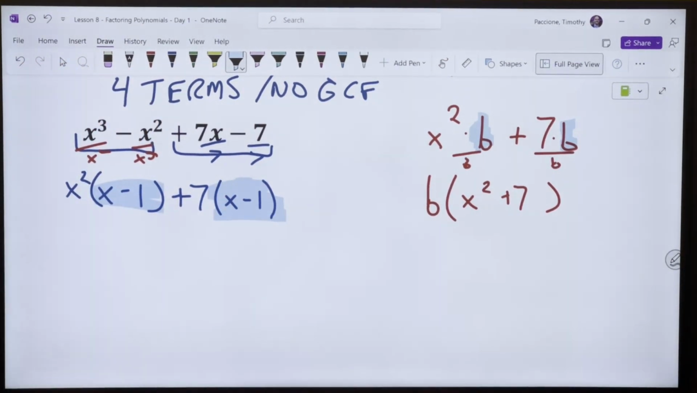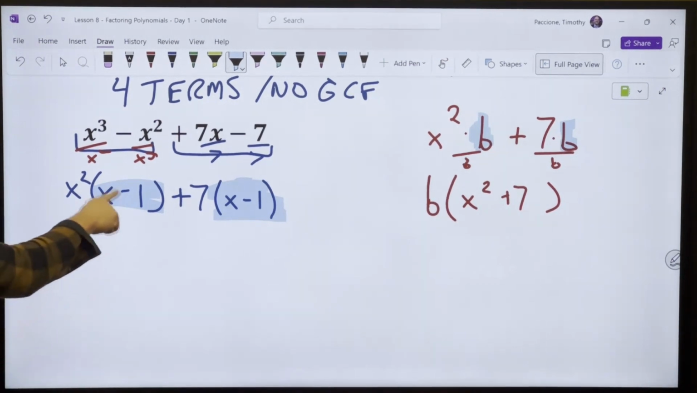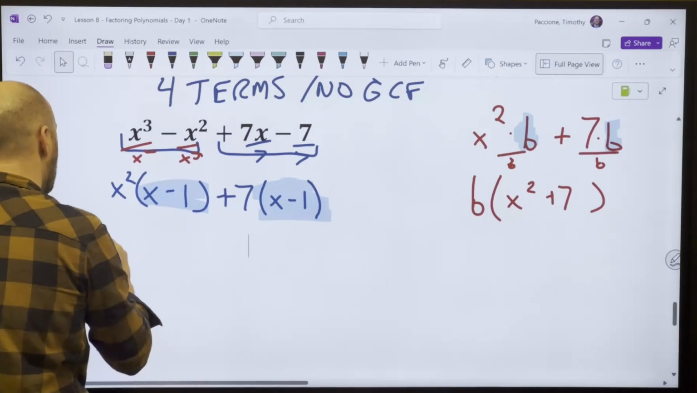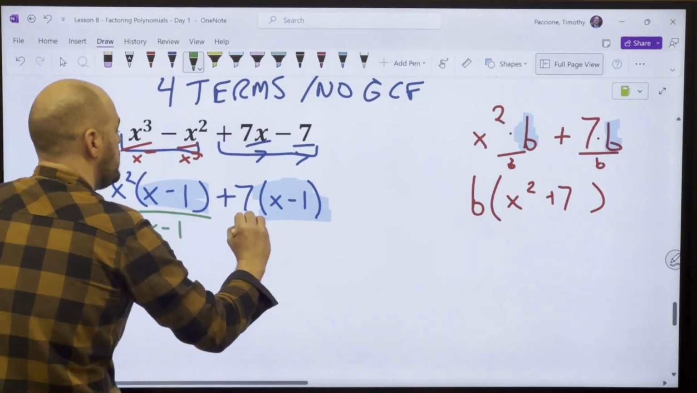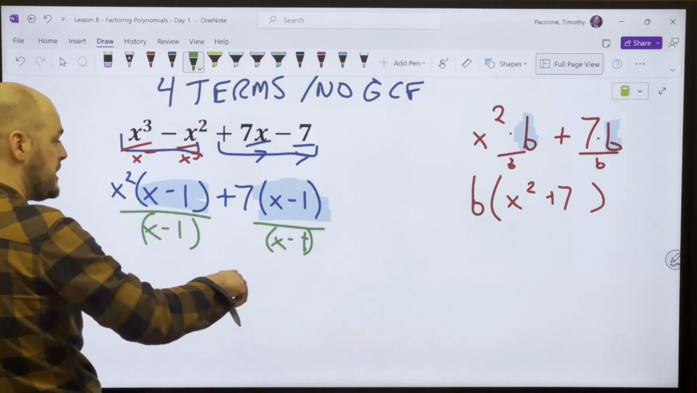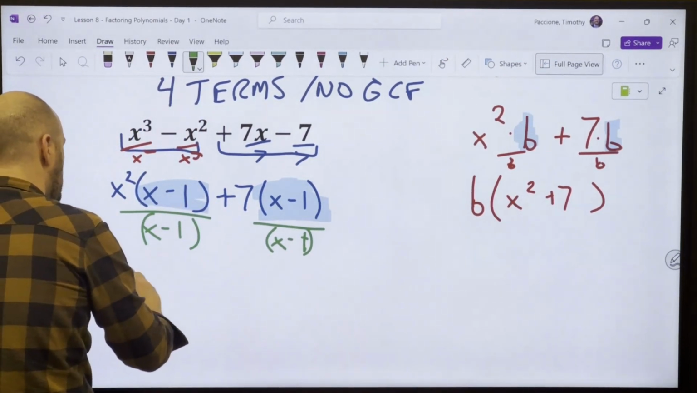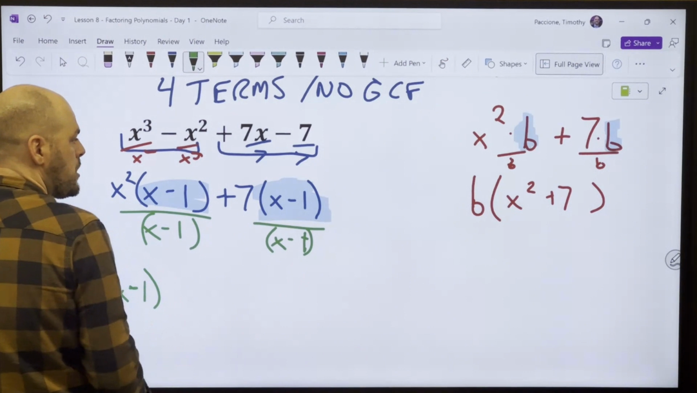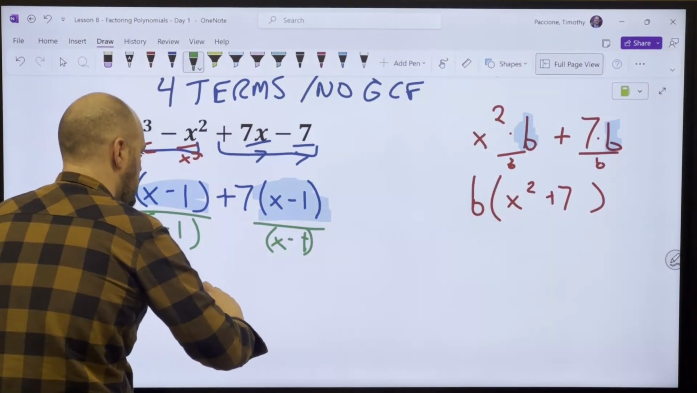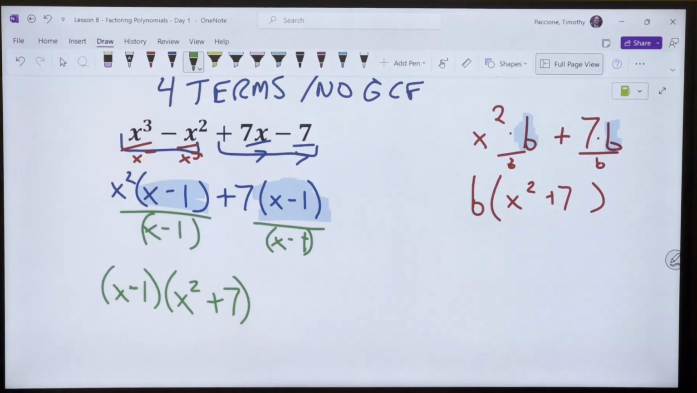You can't cancel it. It's a GCF. X minus 1 is your GCF. It goes into both. You could divide them both by it, right? So you say divided by x minus 1, divided by x minus 1. Which means you would do x. You don't have to actually show this step every time. But x minus 1 and then parentheses x squared plus 7. There you go. That's why grouping works. Okay?